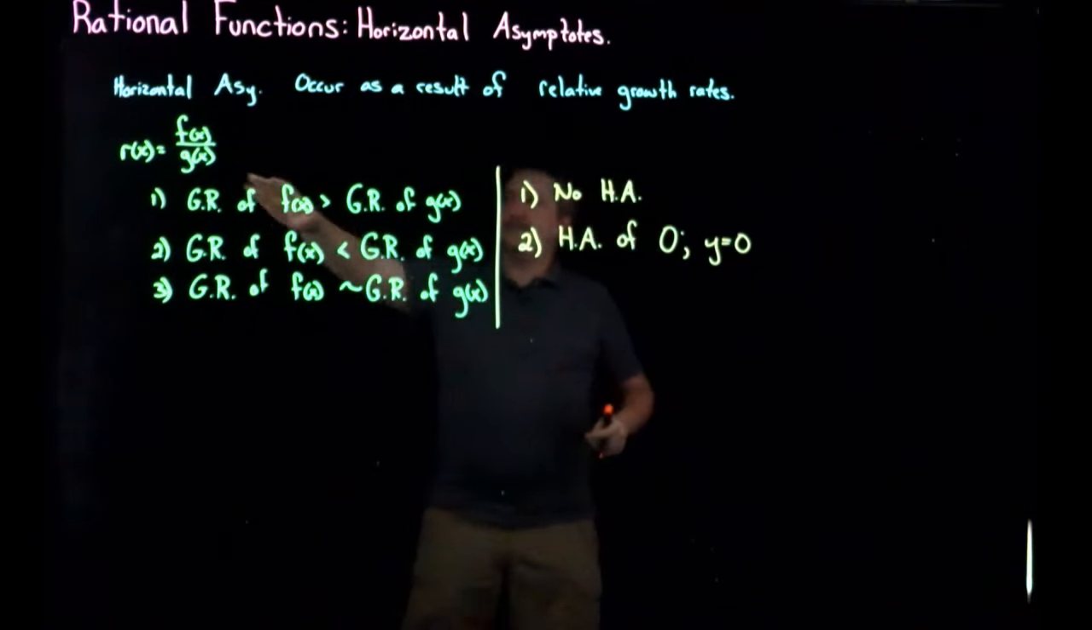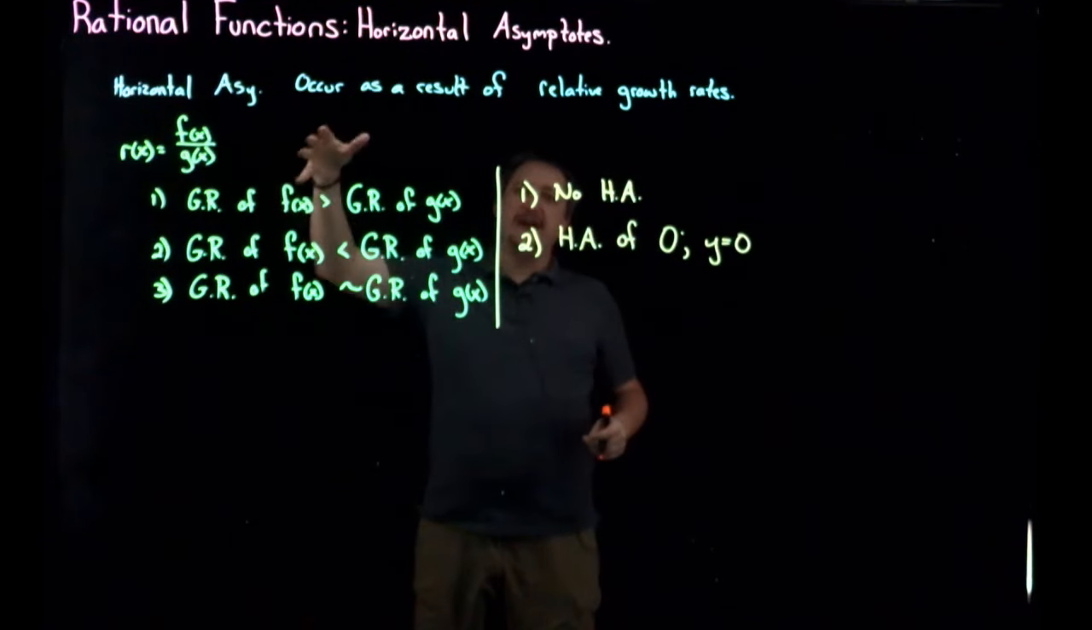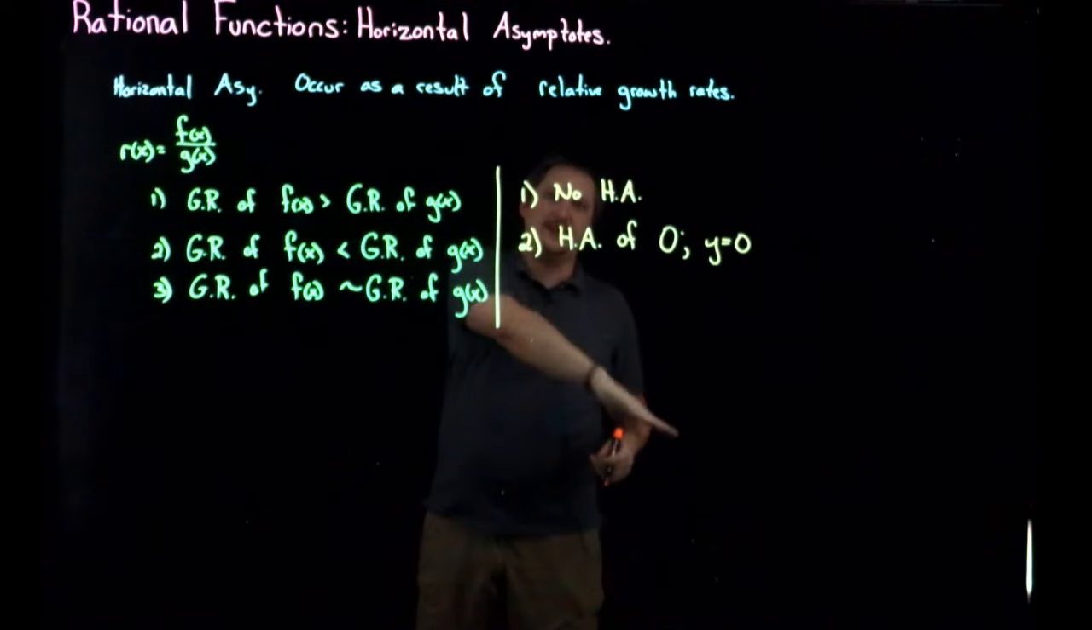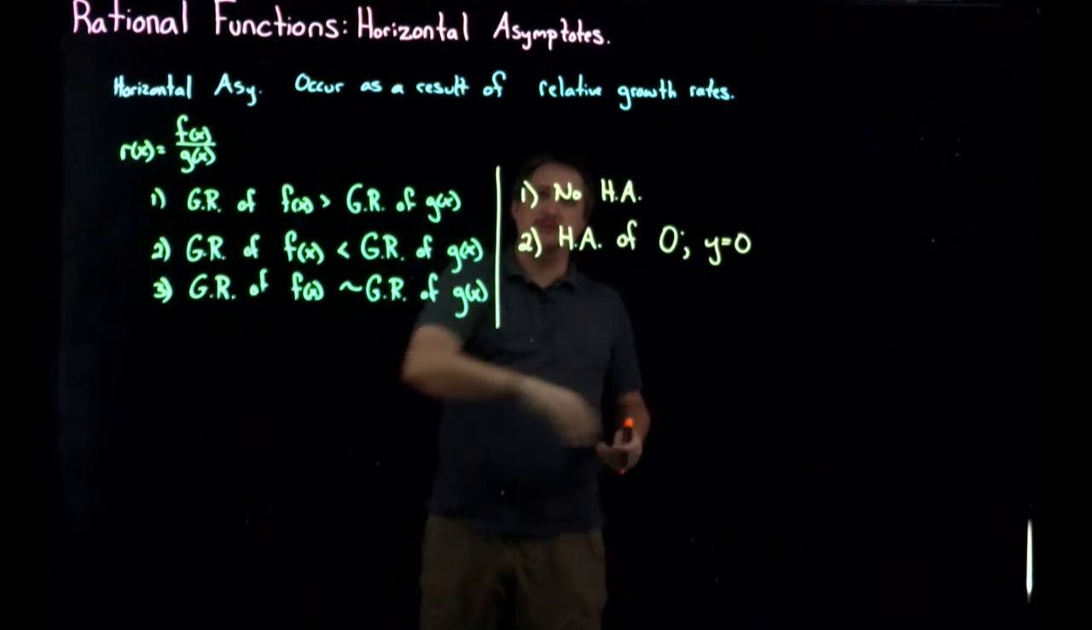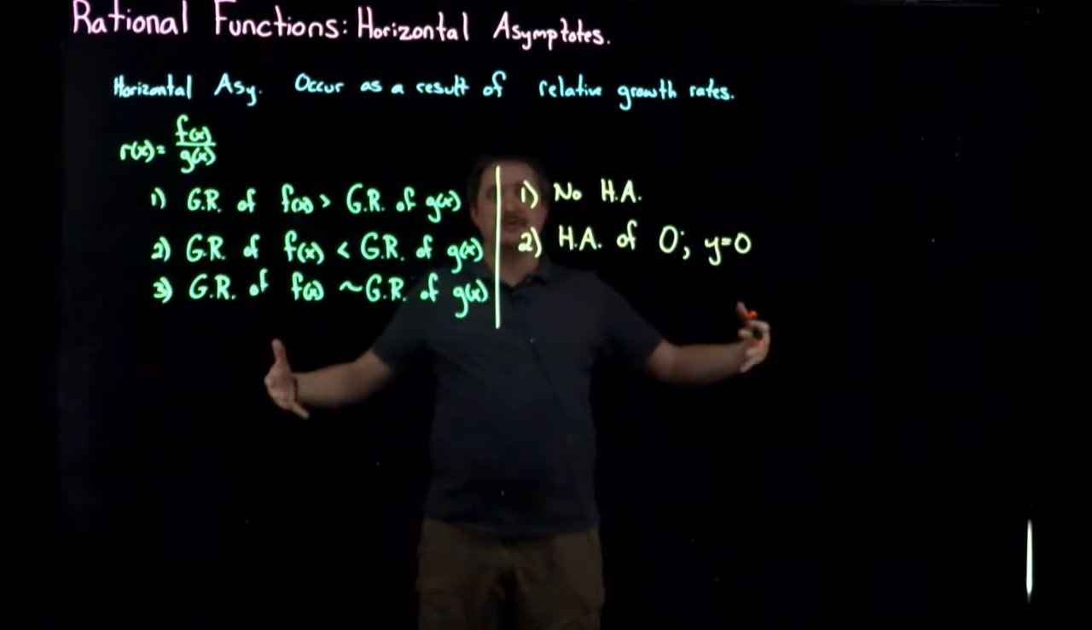And this is because, essentially, the bottom is growing fast enough that it's just crushing everything back down to being some very small number because you're dividing by a much larger number, right? So it gets small.